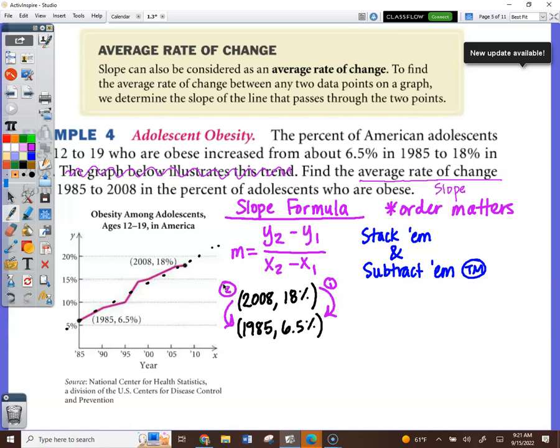All right, so now I'm going to put it in slope. 18% minus 6.5% over 2008 minus 1985. Do we have to do this? No, I just did that so someone would know where the numbers came from. 18 minus 6.5 is 11.5, right? And 2008 minus 1985 is 23.